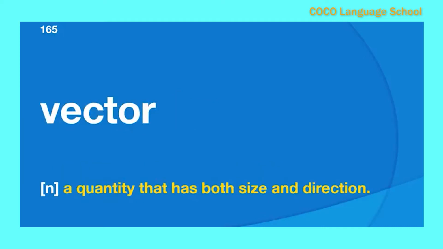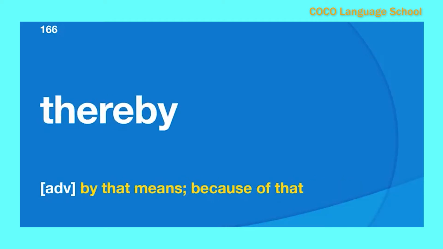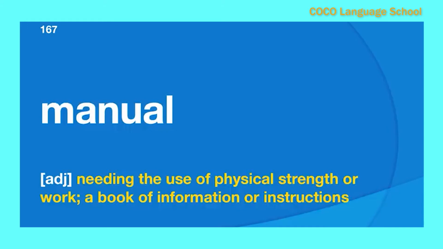A quantity that has both size and direction. Vector. By that means, because of that. Thereby. Needing the use of physical strength or work; a book of information or instructions. Manual.